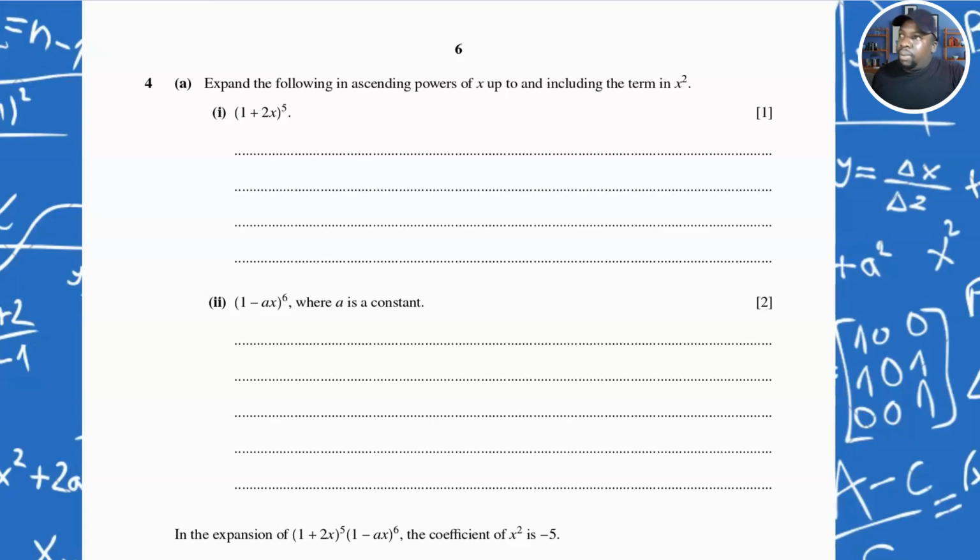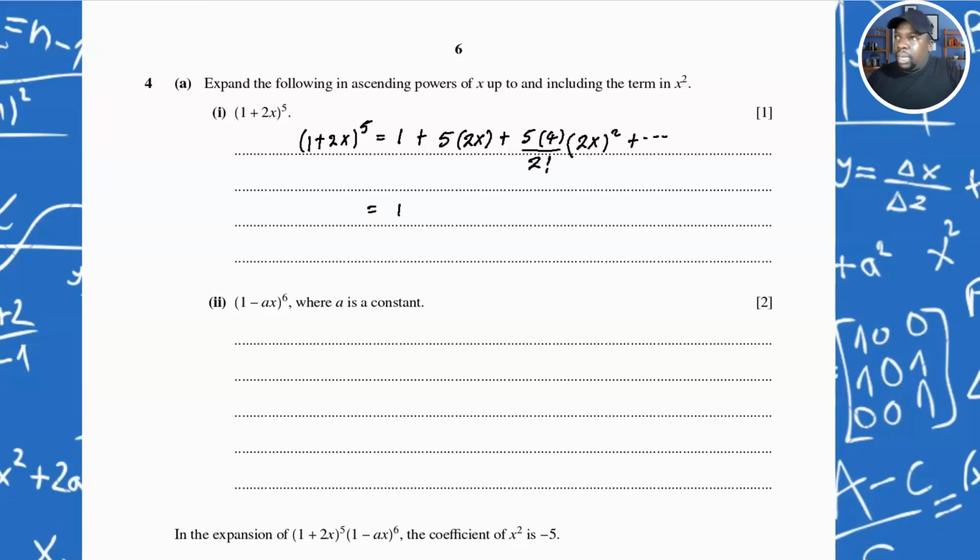Right, so here we're going to use the binomial expansion. So 1 plus 2x raised to the power of 5 is equal to 1 plus 5 of 2x plus 5 of 4 over 2 factorial of 2x squared, and it goes on and so on, but they just want us to end at the term in x squared.